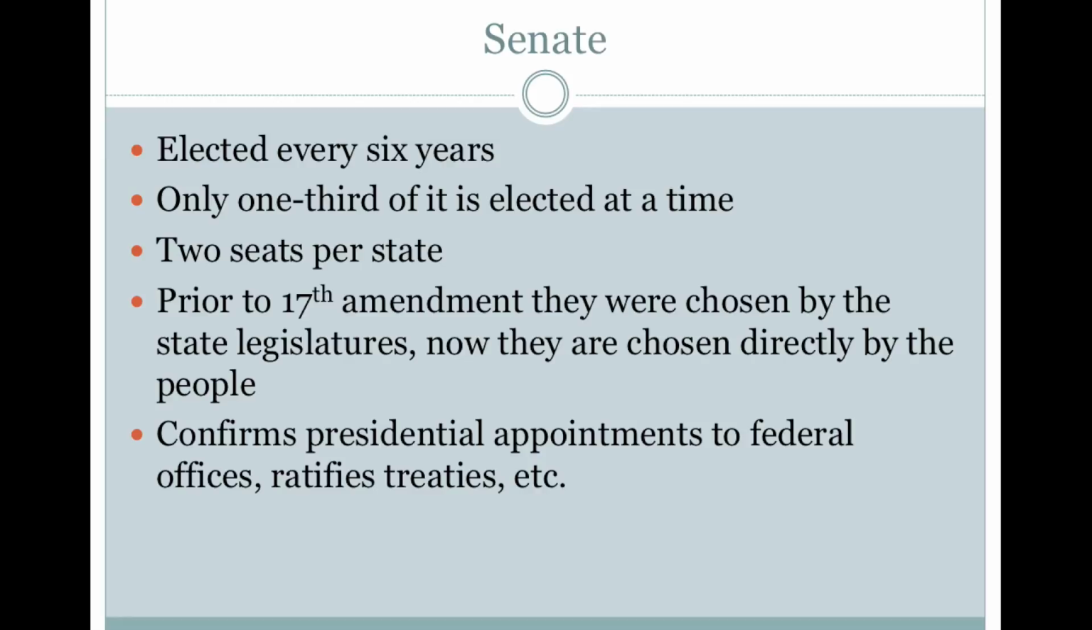Among other things that they do, they confirm presidential appointments to federal offices and ratify treaties.